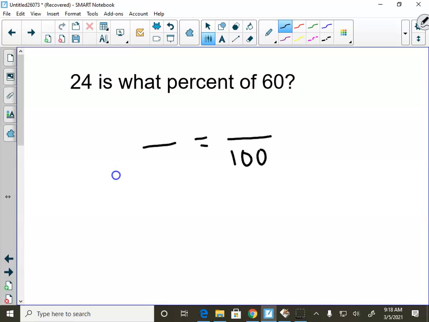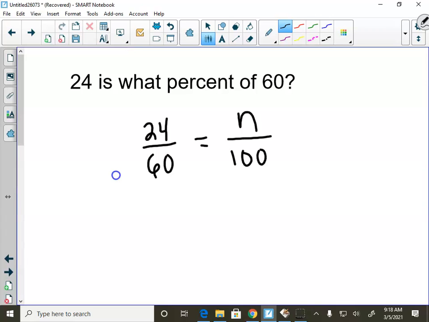So the first thing that we want to do is ask ourselves, do we know the percent? And in this problem, the percent's really the thing we're looking for, because 24 is what percent? So we don't know the percent. So where the percent would go would be our variable. That's the thing we're looking for. Now, we have to identify the is number and the of number, which again in this case is kind of simple. So we'll put our is number as 24, our of number as 60.